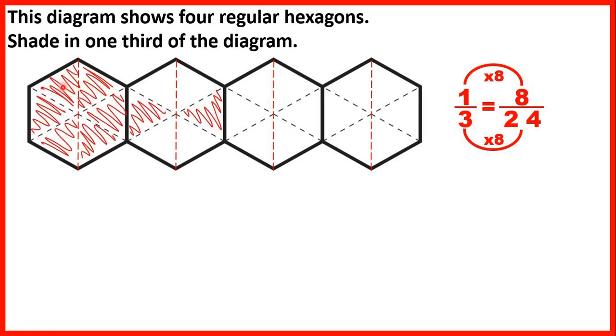So we can shade any 8 parts, but if we shade these parts here, that will be 1/3, because we have 8 out of our 24 parts shaded, and that's equivalent to 1/3.